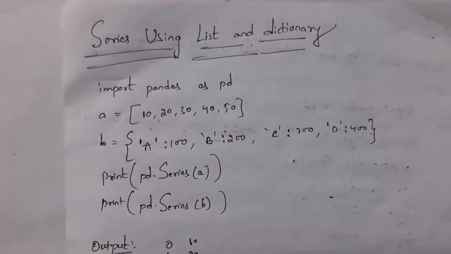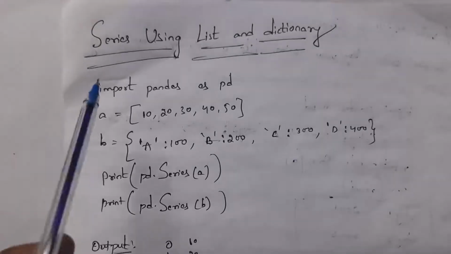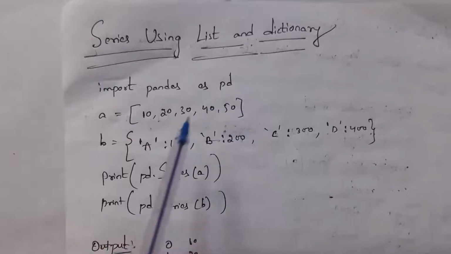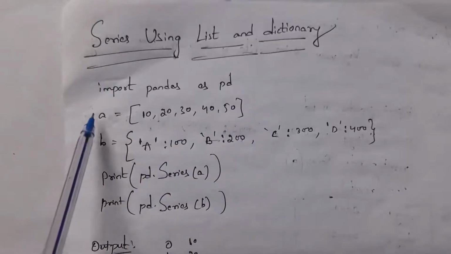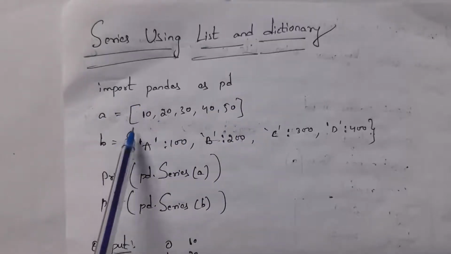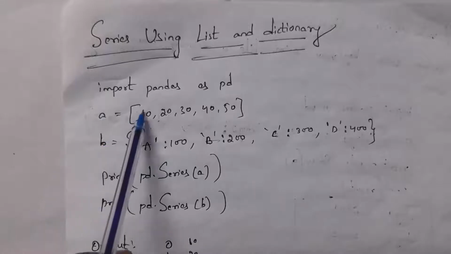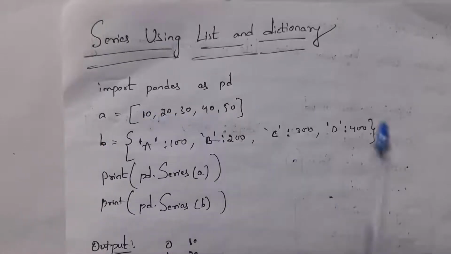Next I will explain a simple program in order to create a series using a list and a dictionary. So at first I wrote import pandas as pd. At first I am taking a list. So I am taking variable a equal to, inside the list I am taking a total of 5 elements. They are 10, 20, 30, 40 and 50.